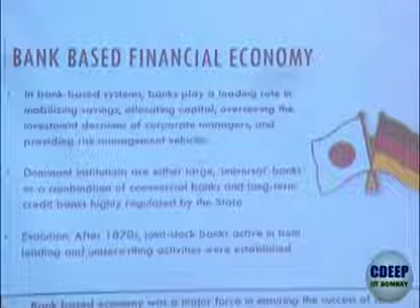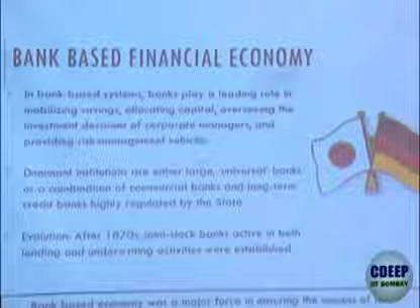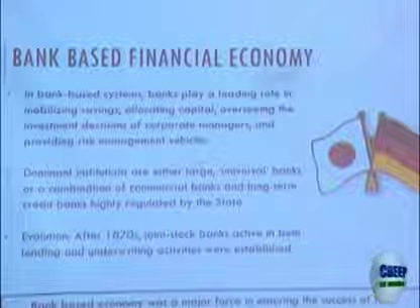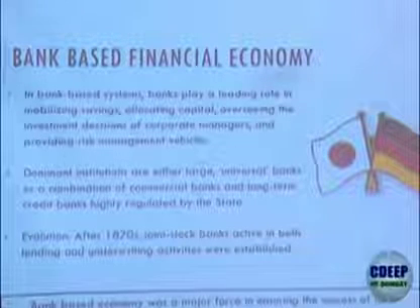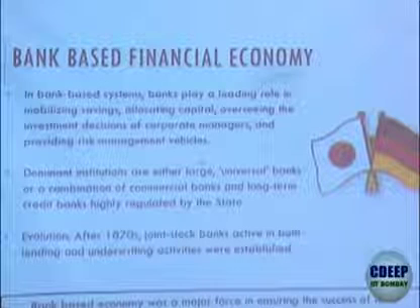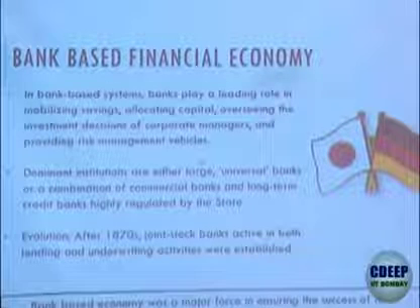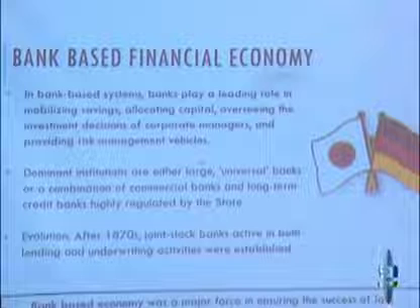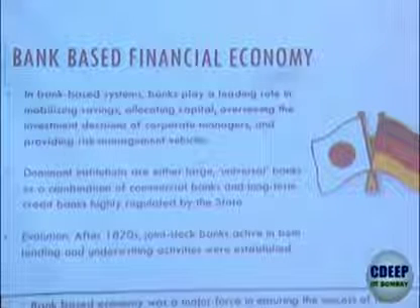The major change in the bank-based financial system happened in the 1870s, when joint stock banks were established, which were involved in lending and underwriting activities. The bank-based financial economy originated in countries which came late into the industrialization process. From the theory of timing of industrialization, Japan and Germany primarily followed this model, and let's see why they had to go for the bank-based economy and not for the market-based economy.